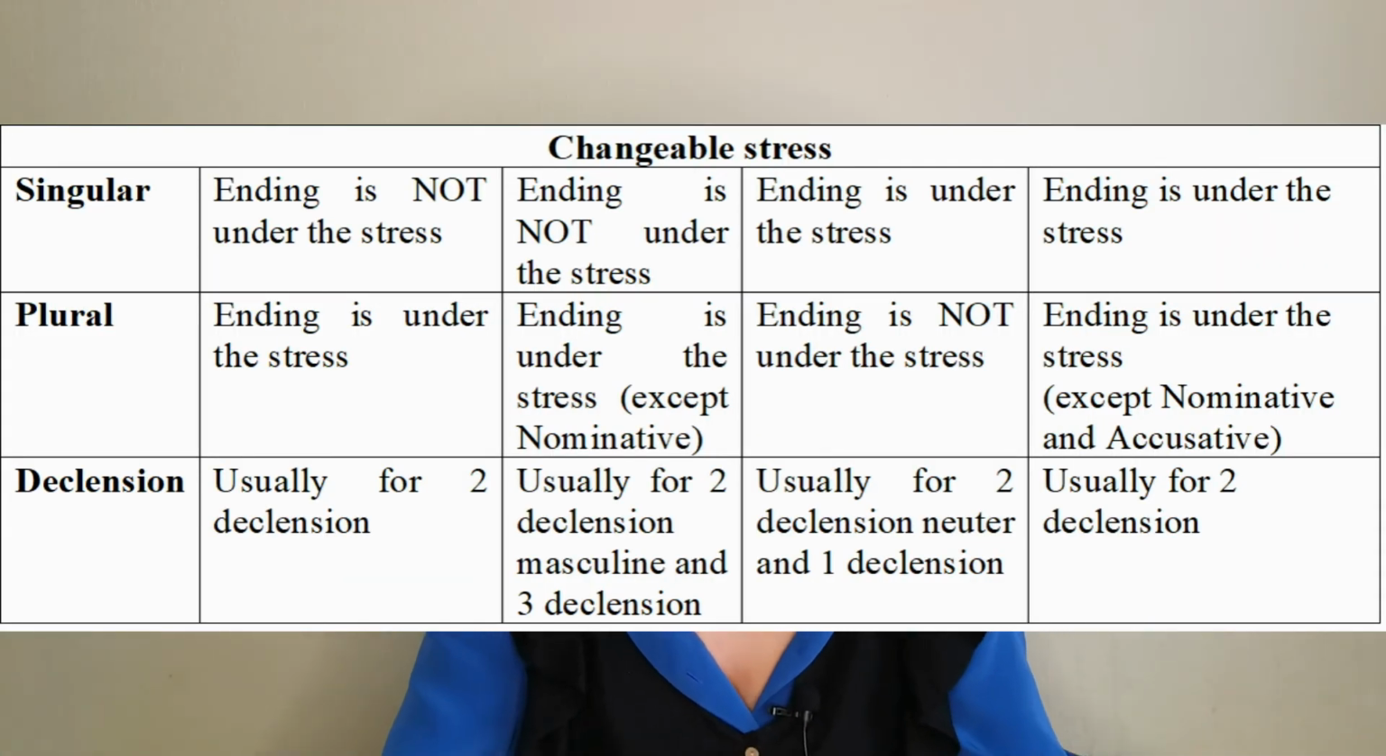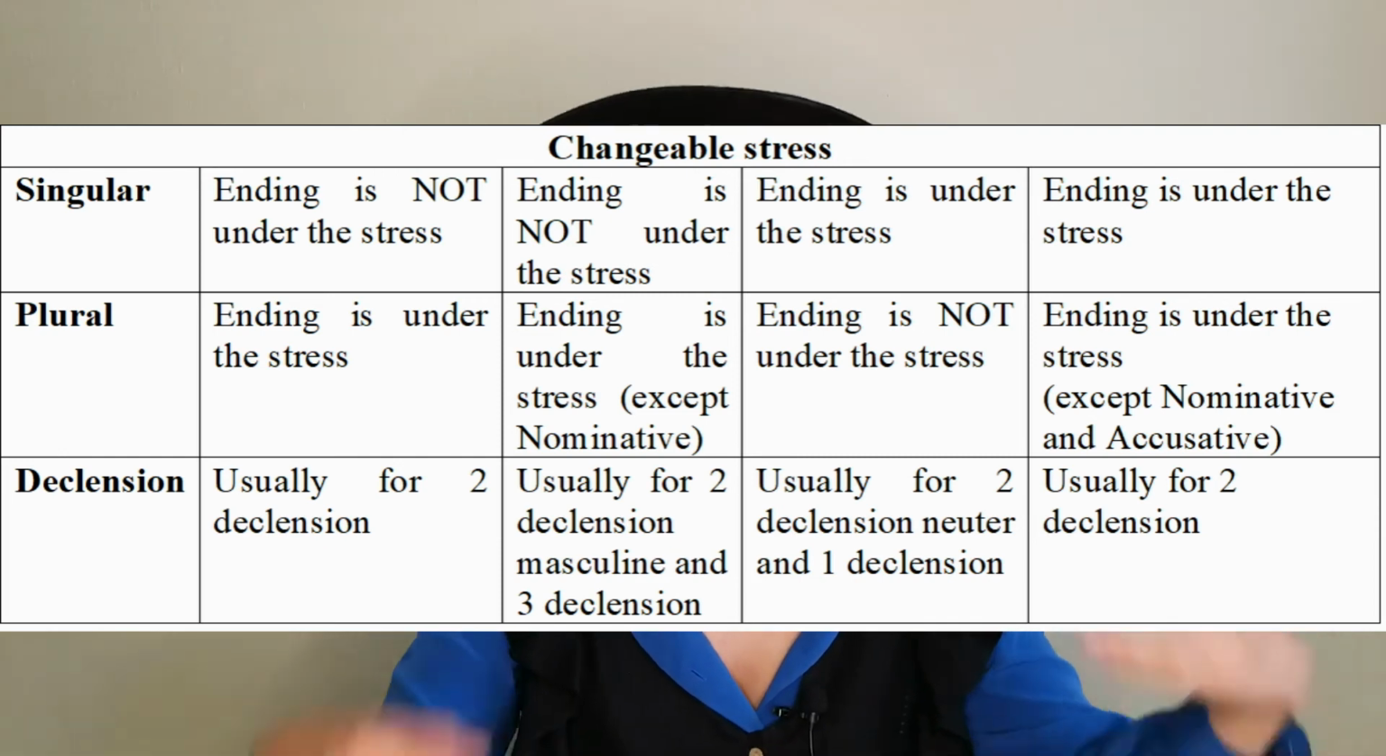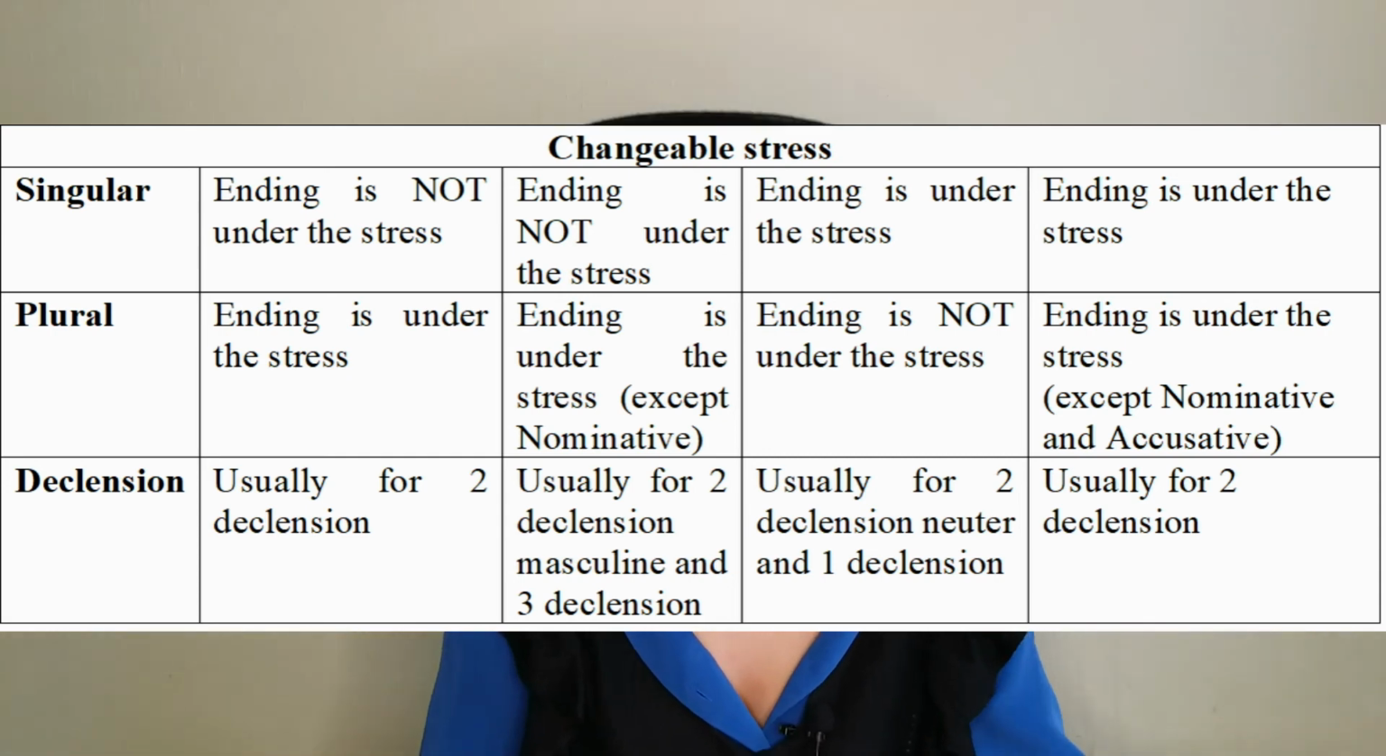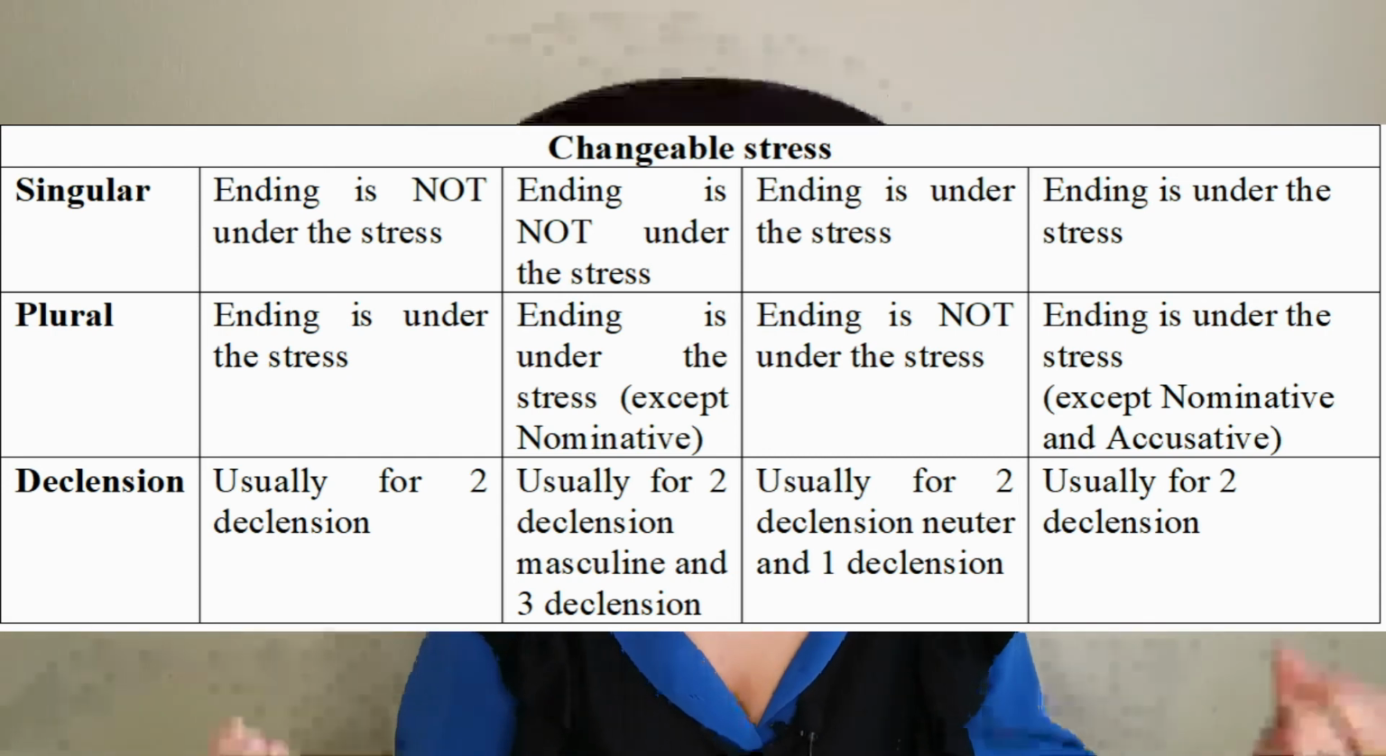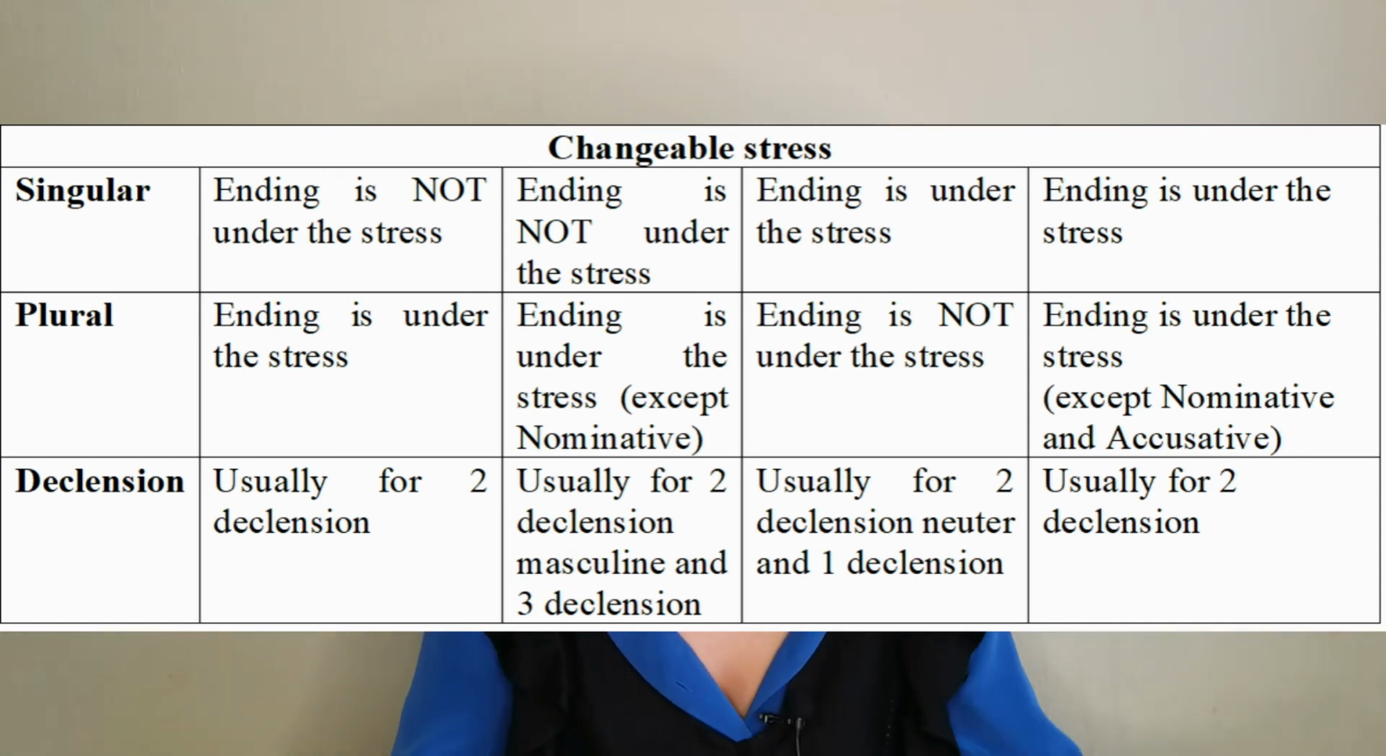And dear friends, the last will be changeable stress. So how to understand that the stress is changeable? You see the example. Usually it's connected with declensions and with the count of syllables, yeah? So you see. Dear friends, please take this table. I hope that it will be helpful for you, but still, it's not 100%. So sometimes this rule won't work. So how I really recommend you to work with the words, how to learn the cases.